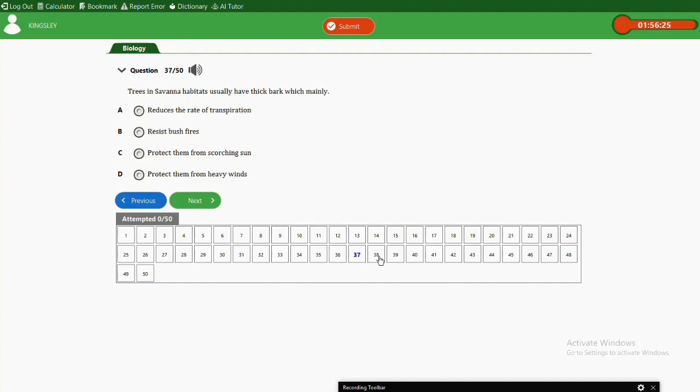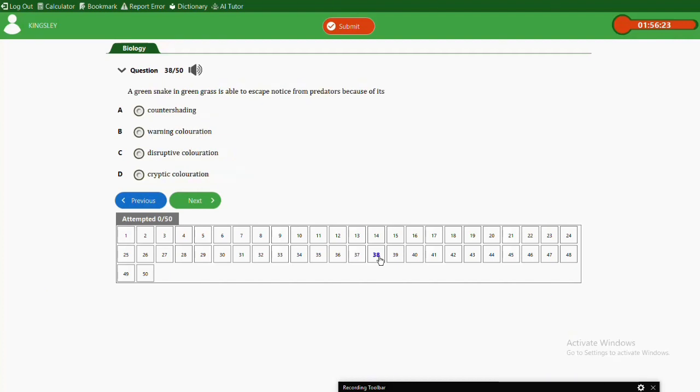So guys, question number 37 says, trees in savanna habitats usually have thick bark, which mainly A. reduce the rate of transpiration, B. resist bushfires, C. protect them from scorching sun, D. protect them from heavy winds. So option B is the correct answer to this question, resist bushfires. So the reason trees in the savanna habitats usually have thick bark is that it helps them resist bushfires.